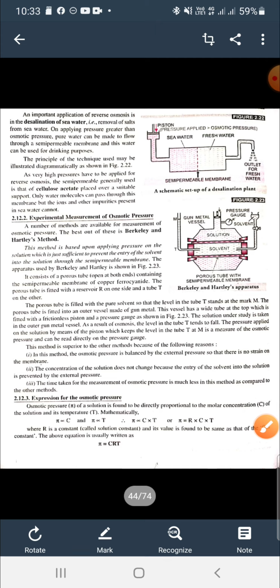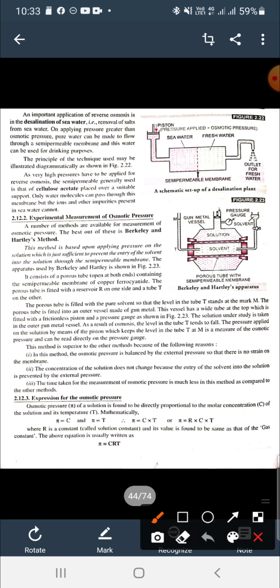And third, the time taken for measurement of osmotic pressure is very much less. As the solvent starts entering, we exert a pressure, and when the level becomes equal to M, the pressure gauge tells us the osmotic pressure. So much less time is taken for the calculation of osmotic pressure.